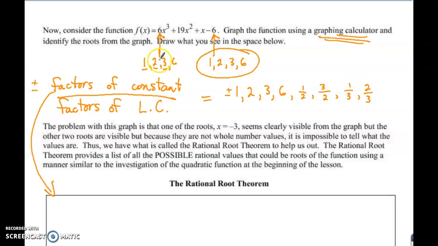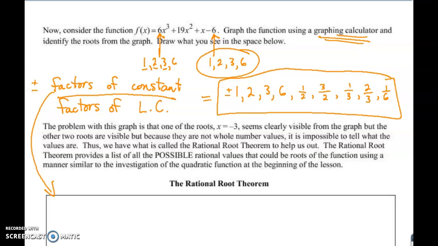I don't have to write 3/3 because that equals 1. I don't have to write down 6/3 because that equals 2. And then plus or minus 1/6. You don't have to write down 2/6 because that's 1/3. You don't have to write down 3/6 because that's 1/2. You don't have to write down 6/6 because that's 1. And that is the next lesson.